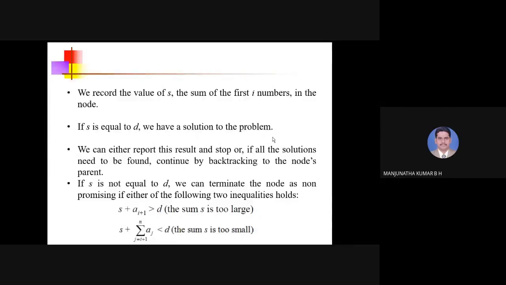It's clear. Current sum is s. If I add the next number to the current sum, and the total sum exceeds the d value, definitely that sum s is going to be too large. It is not equal to d. So this is called a non-promising path. It is not a promising path.